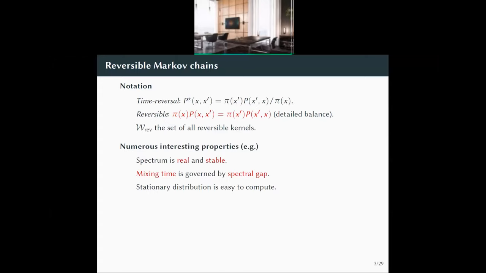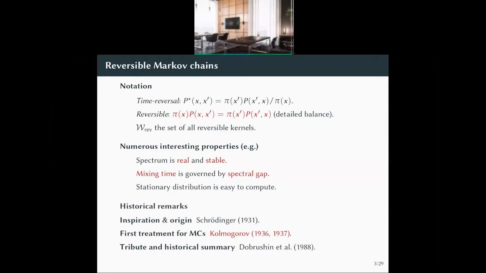Now, these reversible chains have numerous mathematically interesting properties. For example, their spectrum is real, and it is stable under some suitable perturbations. Another interesting fact is that the mixing time of the chain, which is the time it takes for the chain to reach stationarity, is governed by the spectral gap of this operator. And the stationary distribution, for example, is easy to compute, or it is easier than in the general case.